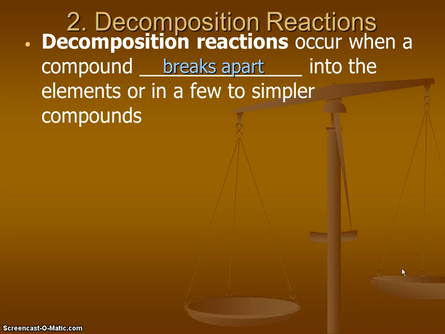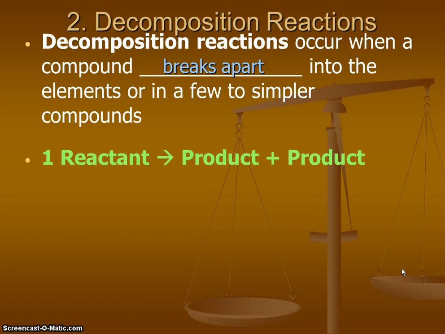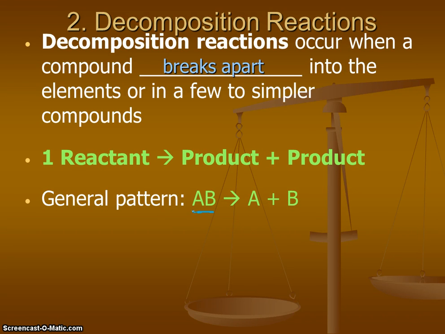Our next type of reaction, a decomposition, is really the exact same thing in reverse. Here I have one reactant that's going to break apart to form more than one product. Often those products are individual elements or they can be smaller compounds. So here again is our general pattern. I have one compound as my reactant, and it splits apart to form the 2 elements separately. So it's the reverse of a synthesis reaction.